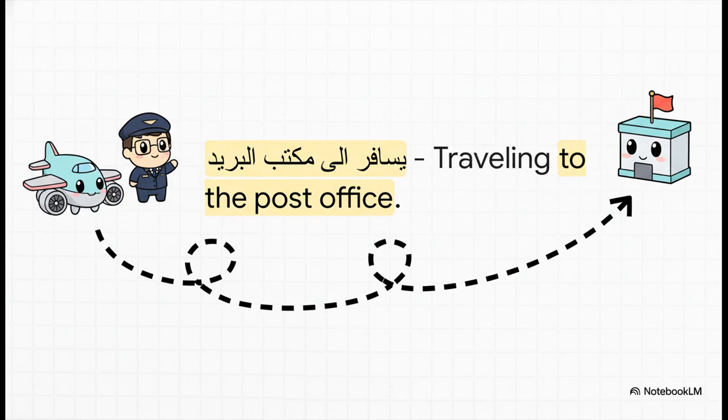Okay, let's keep building. Where is he traveling? He is Yusafir ila Maktab al-Barid. He's traveling to the post office. That little word in the middle, ila, is what connects the action to the place. It means to. See how we just slotted in our location block? The picture's getting clearer and clearer.